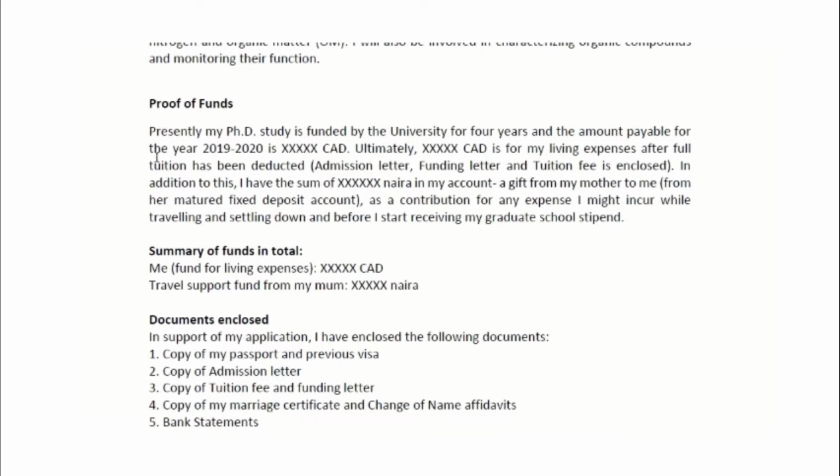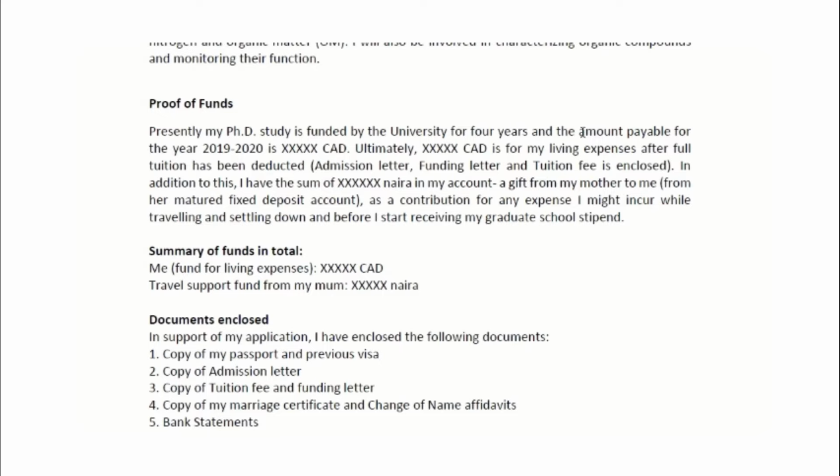So this is proof of funds. Presently, my PhD study is funded by the university for 4 years, and the amount payable is this. Ultimately, this is for my living expenses after full tuition has been deducted. So you can see I talked about the money that is allocated for tuition and the money that is allocated for living expenses, because according to IRCC, you have to show your tuition plus $10,000 for your living expenses for the year, just for the first year.